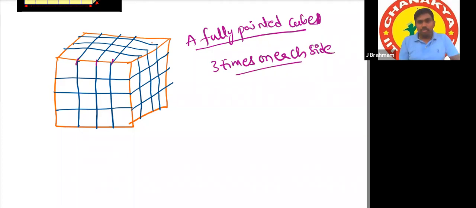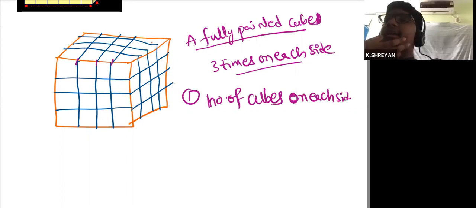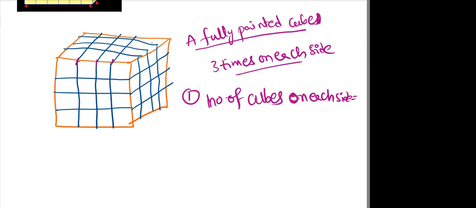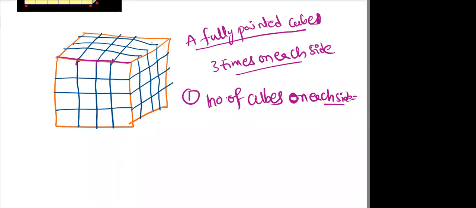Now tell me, first question, how many pieces are there on every side? Number of cubes on each side. Each face or side, both are side. Side means along the edge. Consider me edge on each side. So 4, correct.